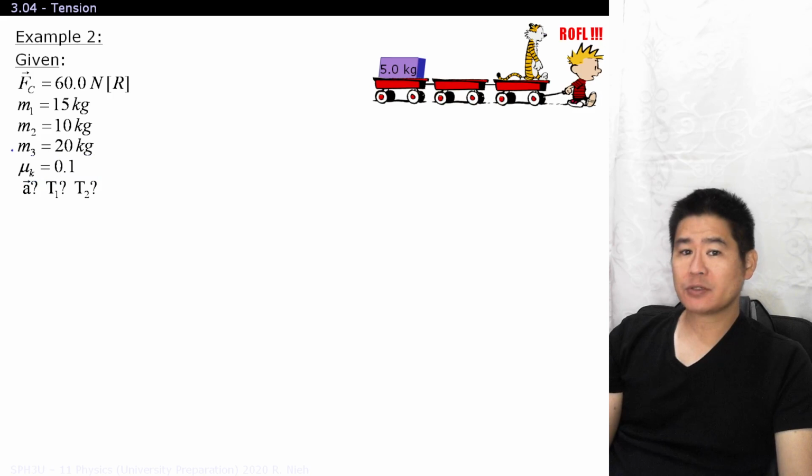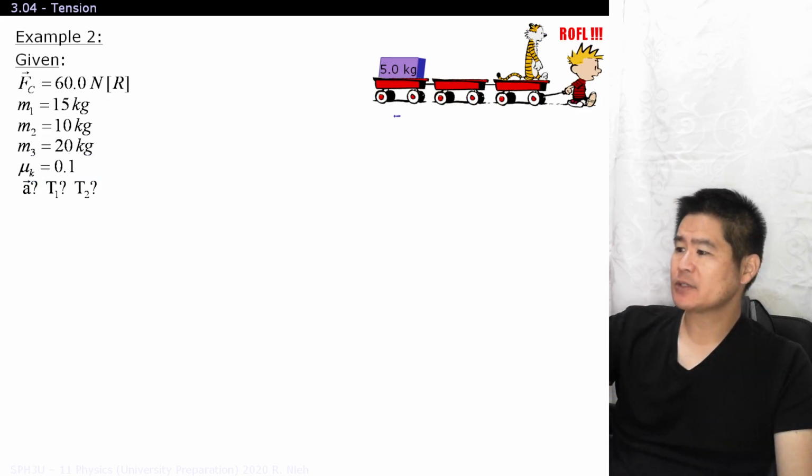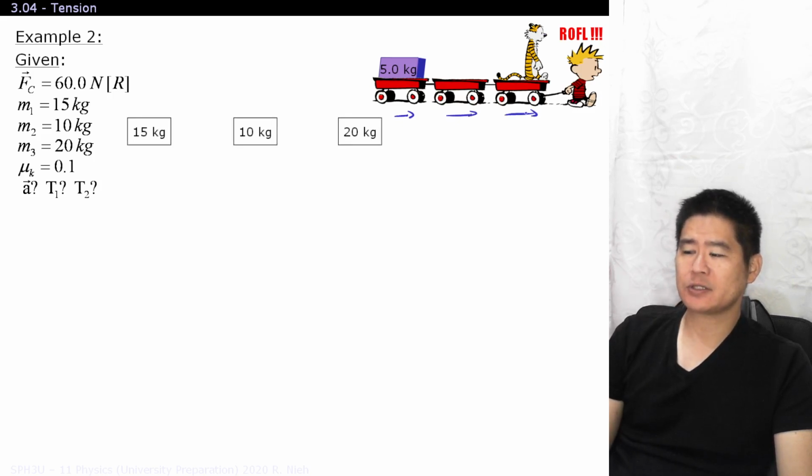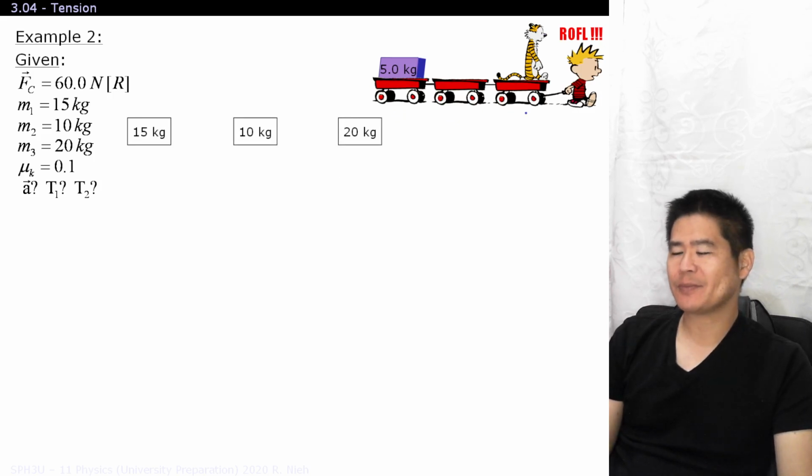Okay, 3 objects requiring 3 separate free body diagrams. Luckily for us, we know that all these 3 objects are moving towards the right, so that does make our calculations easier in a sense. You'll see what I mean in tomorrow's episode, all right?